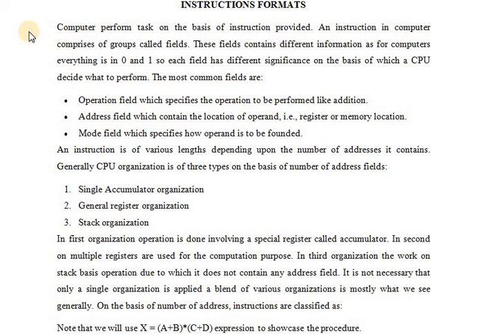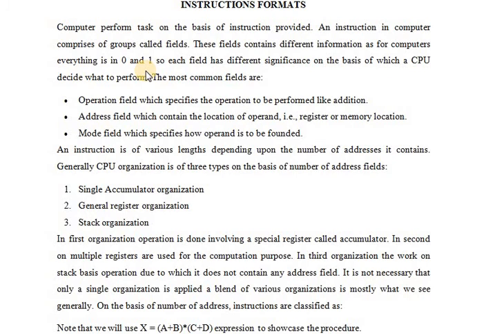Computer performs tasks on the basis of instructions provided. The computer will perform some task based on the instruction provided by the user. So first we will see what is an instruction. An instruction in a computer comprises groups called fields. The fields contain different information for the computer. Everything is in zeros and ones.